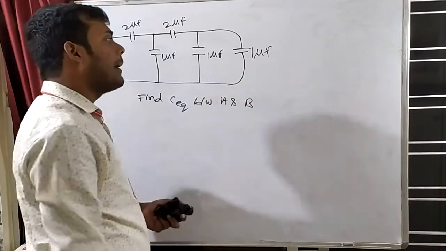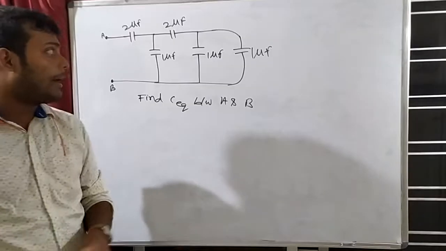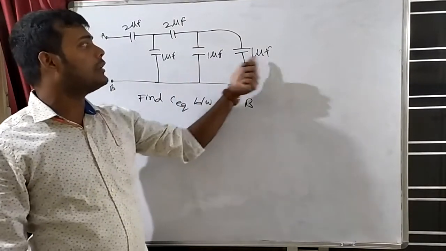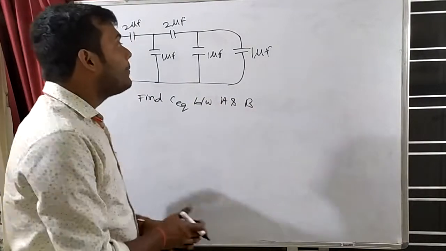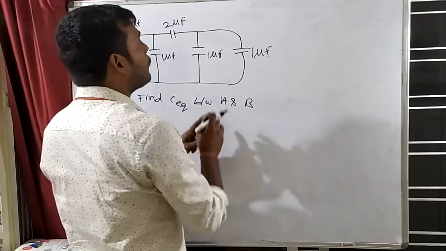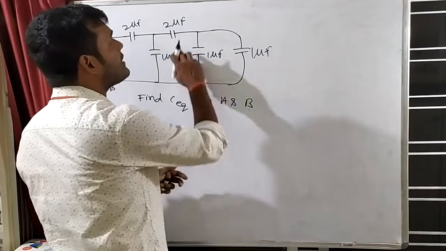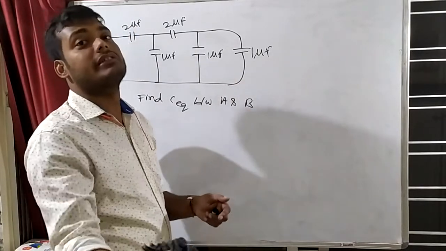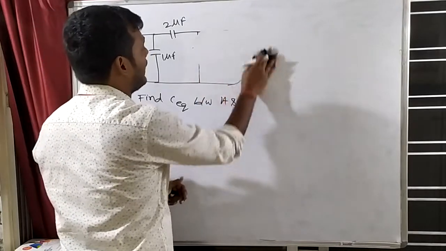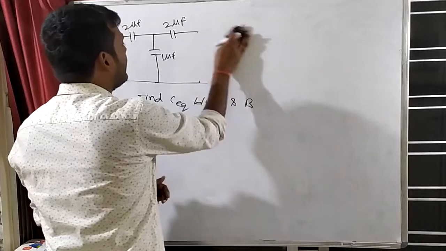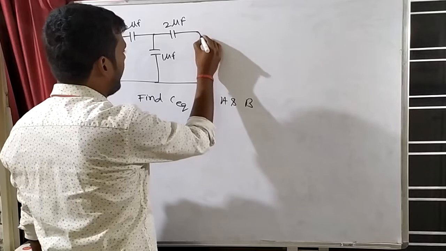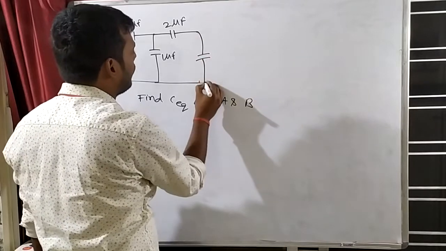1 microfarad and 1 microfarad are connected in series or parallel? Parallel. Why? Because both capacitors start from the same point and both end at the same point. So this and this are connected in parallel. The equivalent capacitance is simply C1 plus C2, so 1 plus 1 is 2. So replace these two capacitors with a single capacitor of 2 microfarad.